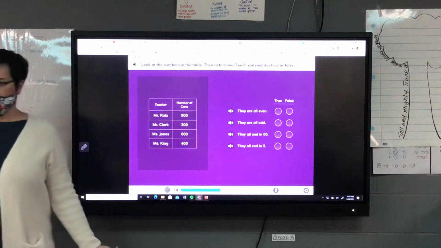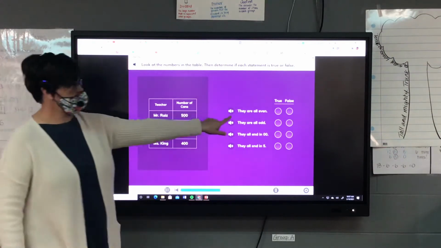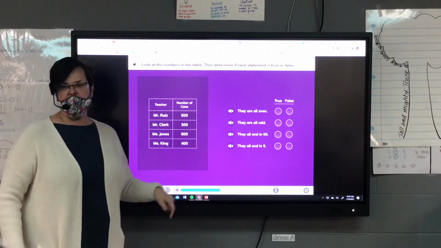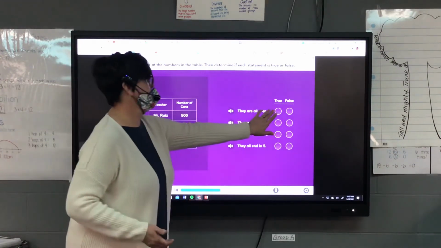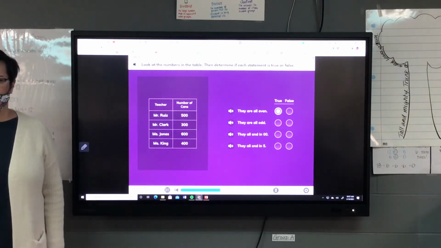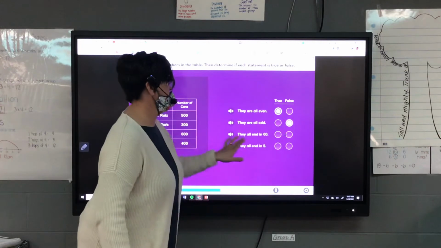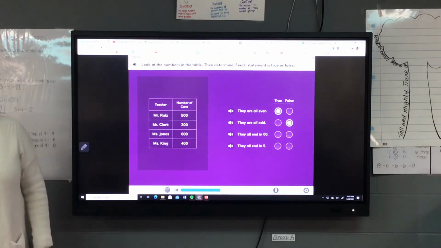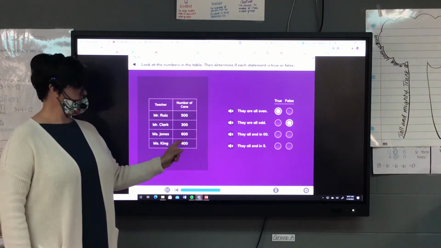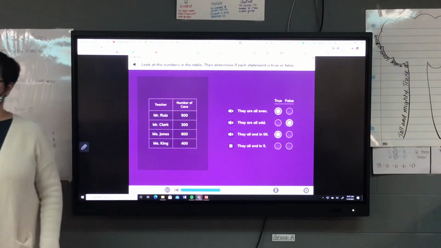They are all even. True. Why are they even? Because there's 0 in the ones. Right, 0 in the ones place. For all of them? Yes. And 0 is odd or even? Even. Because no one gets none. They are all odd. False. Are any of them odd? No. They all end in 0. Zero, zero, zeros, zeros. Yes. Okay. They all end in 5.